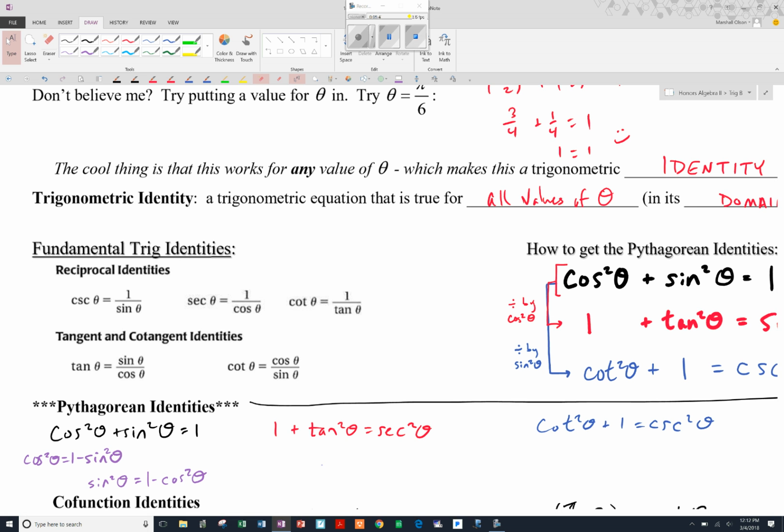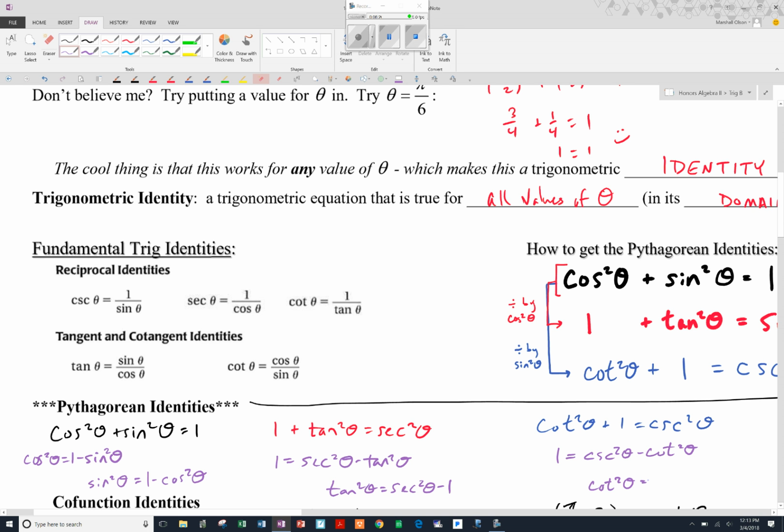We can do the same thing with the other two. We could have the value of 1 all by itself in this one and say that it's secant squared minus tangent squared. We could have tangent squared by itself and say that tangent squared equals secant squared minus 1. I'm just doing a little bit of algebra, moving things around here. And then finally, with our last one, I could rewrite this one in these two ways, having cotangent all by itself: cotangent squared would be cosecant squared minus 1.